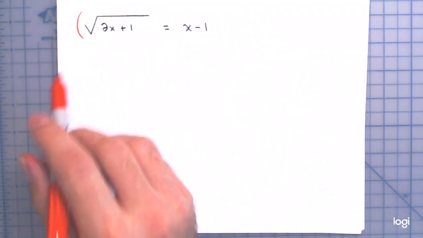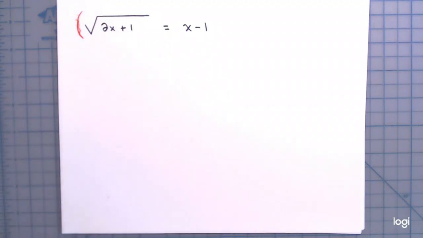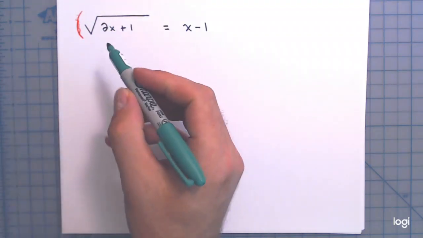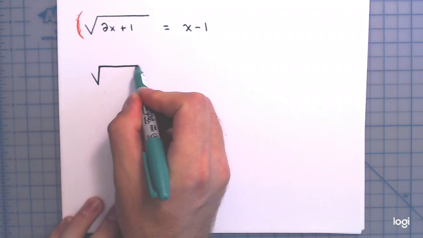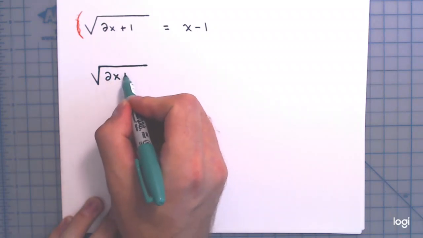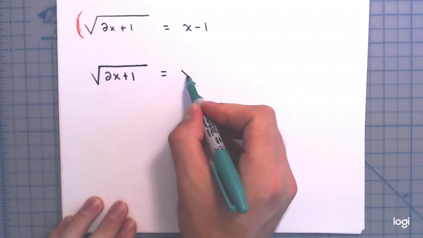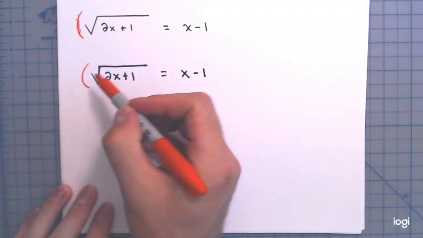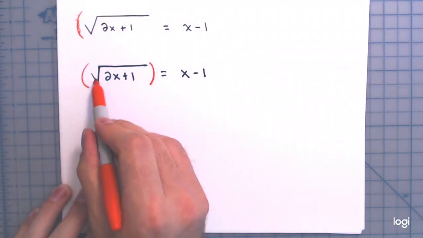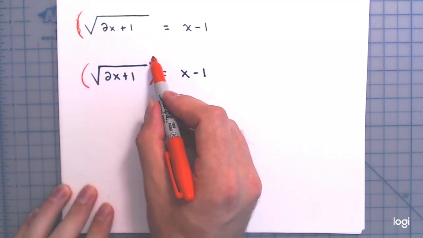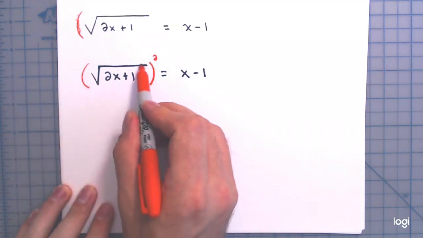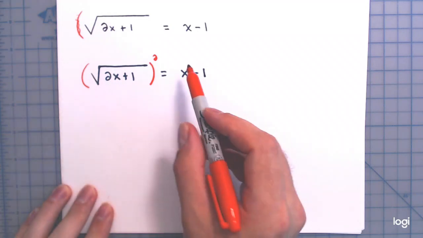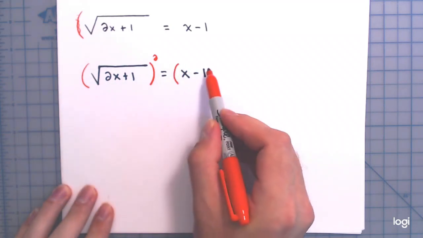So the entire, let me actually write this again. Sorry, I shouldn't mess with the original equation. So here's the equation again. Square root of 2x plus 1 equals x minus 1. And I'm going to raise both sides to the index power, right? The index of this radical is again 2. So I'm squaring this side, which will undo the radical. And then I'm squaring, again, this entire side.